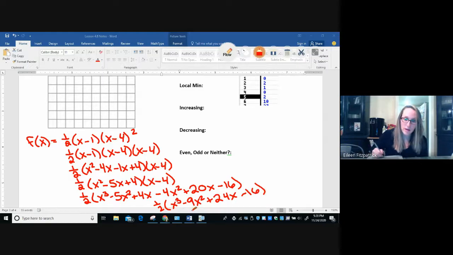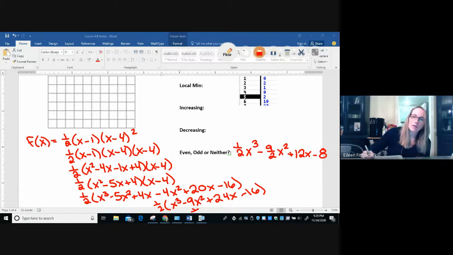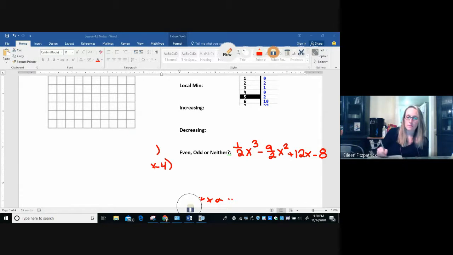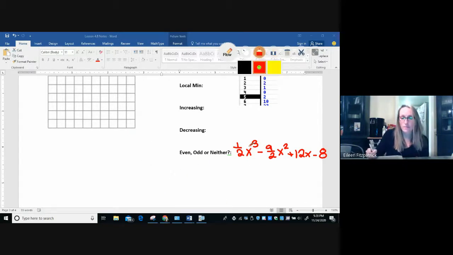Then distribute the 1/2. So I have 1/2. I'm going to write it up here actually. 1/2 x cubed minus 9/2 x squared plus 12x minus 8. All right. So the reason we went through all that, actually, two things I'll talk about real fast is looking at this now. Maybe it was hard for you to understand at the beginning why I knew my lead coefficient was a positive number and my degree was a 3, an odd number. So expanding it could help you with that.